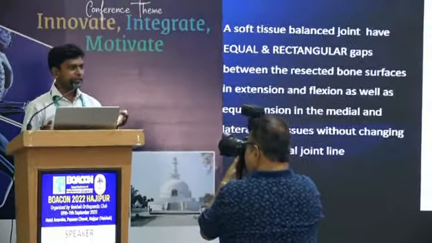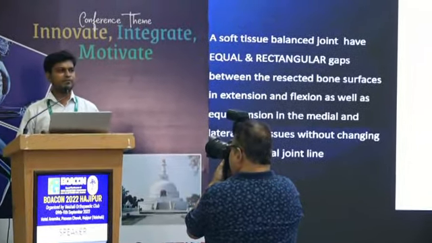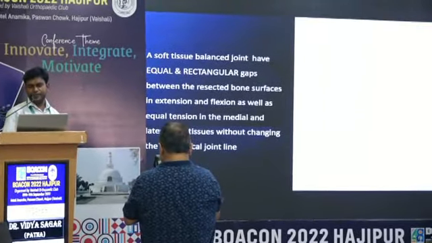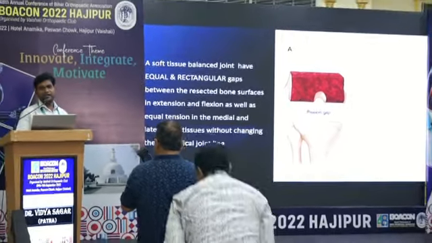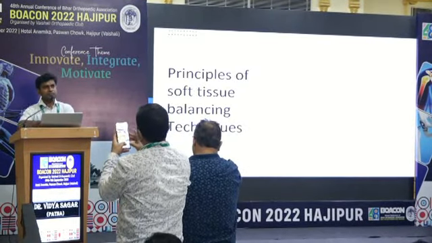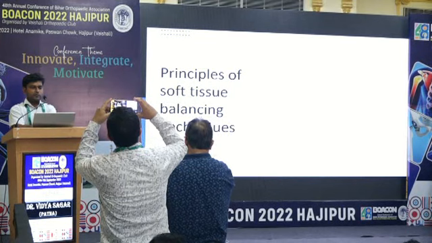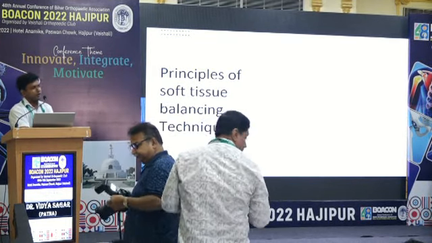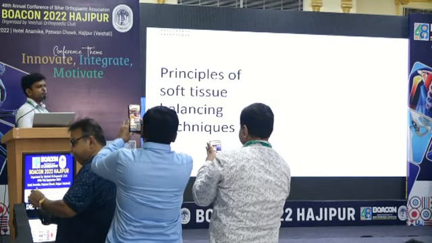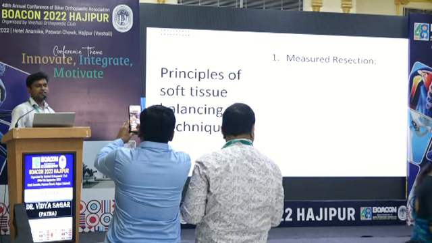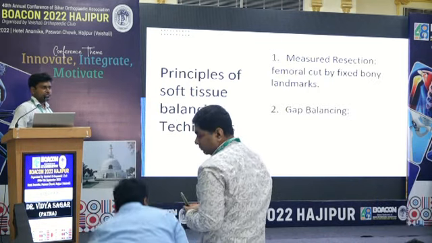In which the rectangular gap occurs, the flexion gap and the extension gap both are rectangular without changing the anatomical joint line. So coming to after the medial parapatellar approach and removal of osteophytes, the major concern is how to balance the soft tissue. There are basically two techniques. One is the measured dissection technique, and another one is the gap balancing technique.